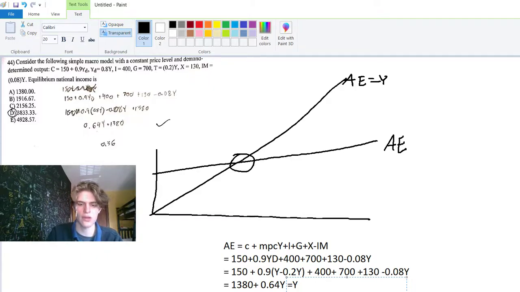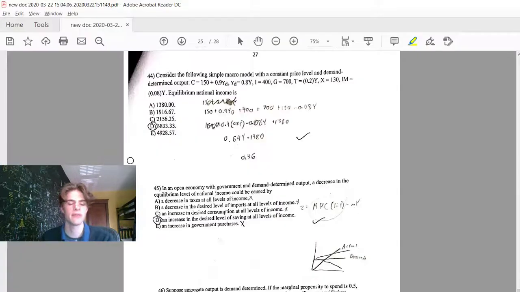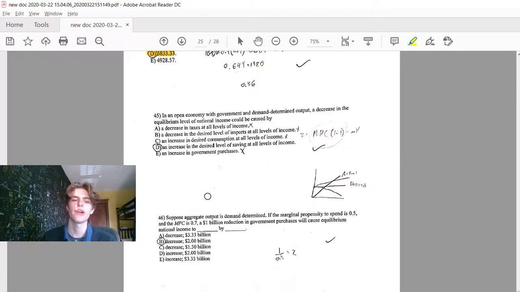So then Y equals 3833.33, which is right there, D. Our answer. Awesome. All right, almost done.